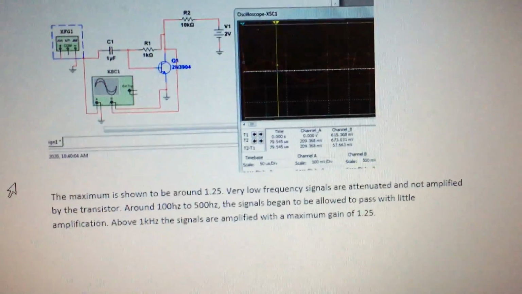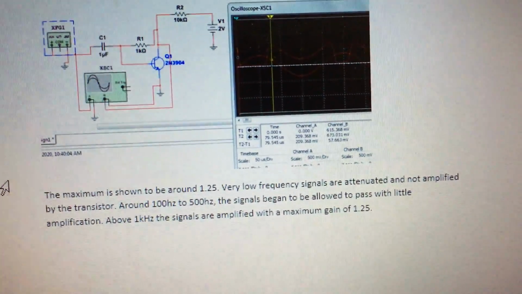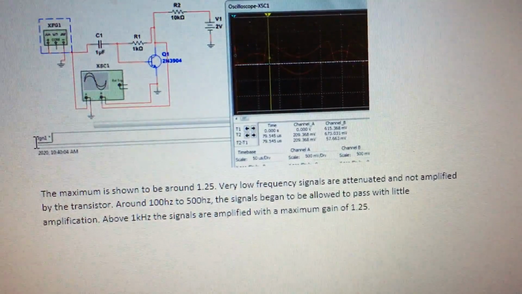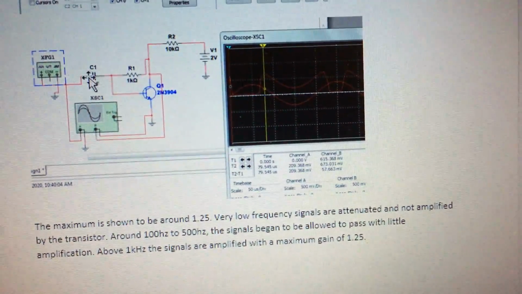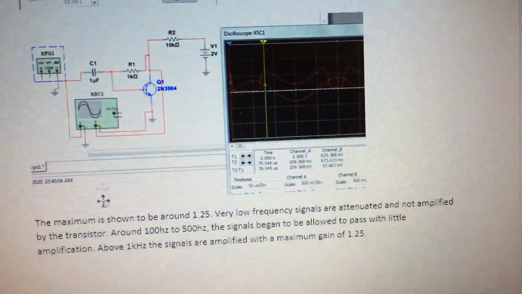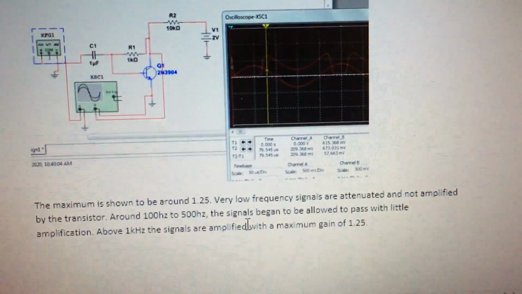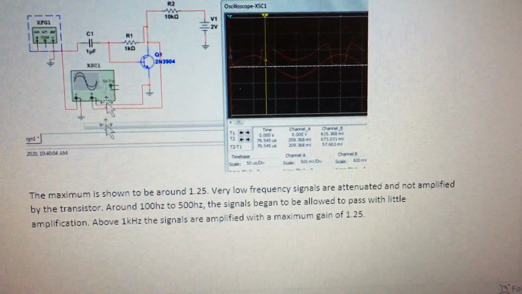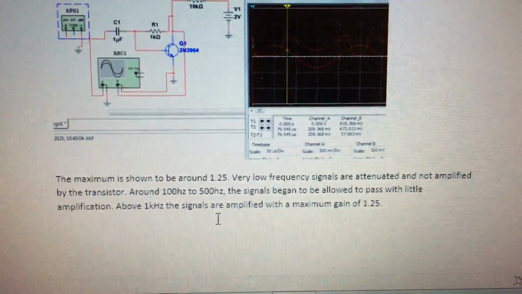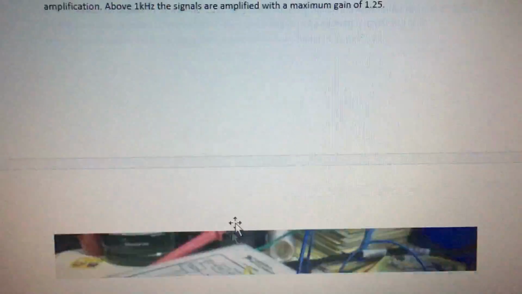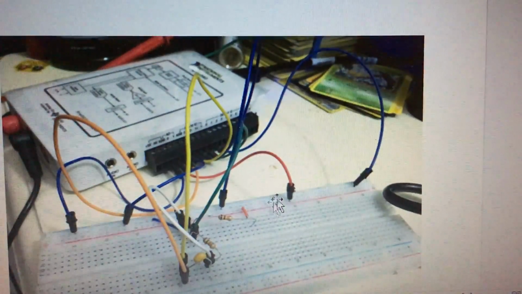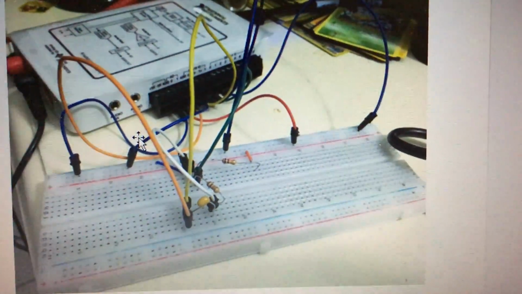So the maximum gain is shown to be around 1.25. Very low frequency signals are attenuated and not amplified by the transistor due to the coupling capacitor that precedes it. So it's around 100 and 200 hertz that the signals actually begin to be allowed to pass, but receive very little amplification, and above 1 kilohertz the signals are amplified with a gain of 1.25. And here is the circuit itself. Here's the coupling capacitor. Here's the transistor. This is the input AC, input DC.